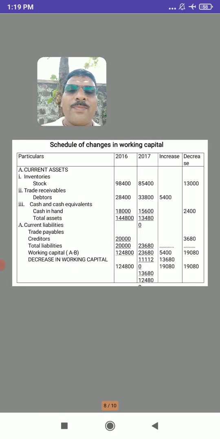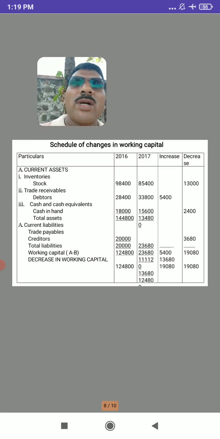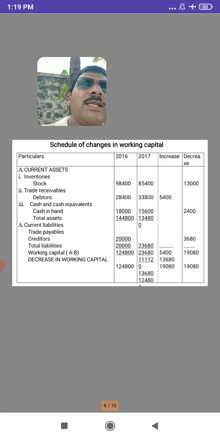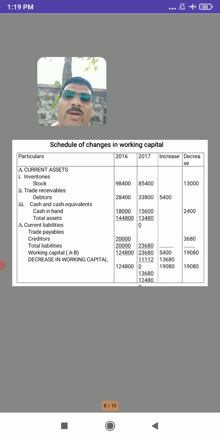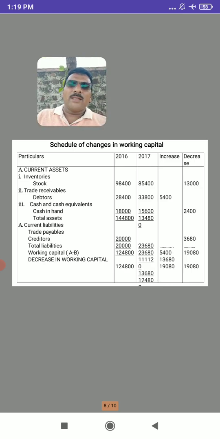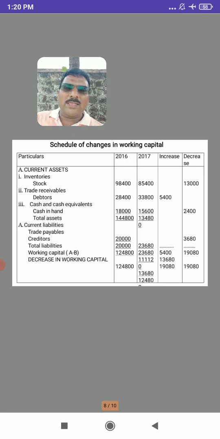So the first step is we have to prepare the schedule of changes in working capital. In the theoretical aspect we have seen what we mean by schedule of changes in working capital. Here we have to just compare the 2 years' information and find out whether there is an increase or decrease in the particular asset or liability. In the same way we will take one by one. In the schedule of changes in working capital, first we take current assets. Under that we have already studied that investment is taken, but in this problem investment is not given. Therefore we start from inventories.